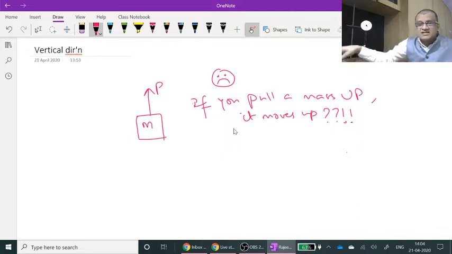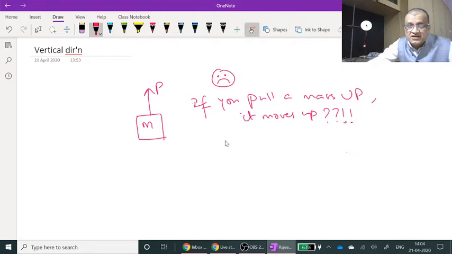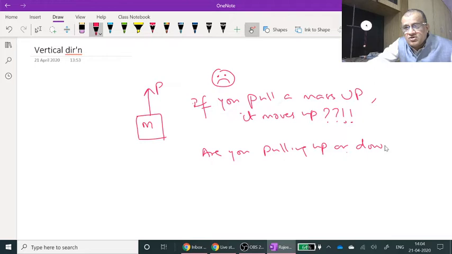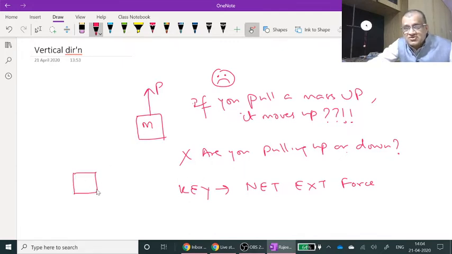So the key word is not which side you are pulling, whether you are pulling up or pushing down. That's not the key thing. What is the key thing? The key is in which direction is the net external force. This is the key. So when you are applying some force upward, that is not the only force. Let's draw all the forces acting on it. And what do we call it?